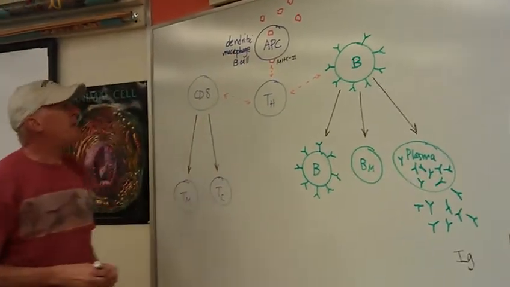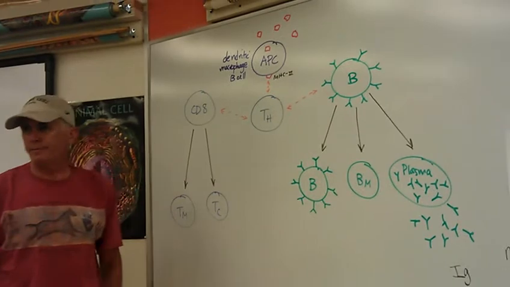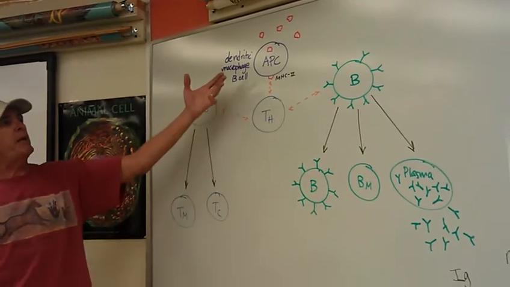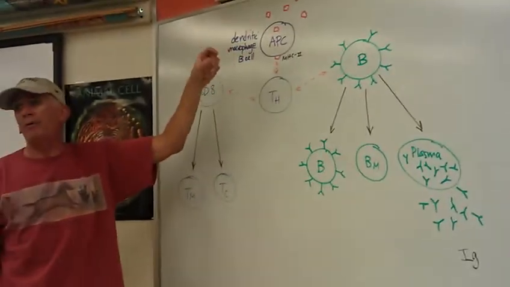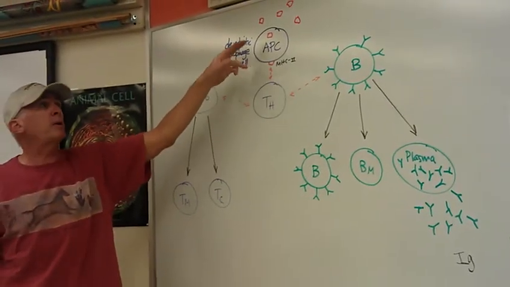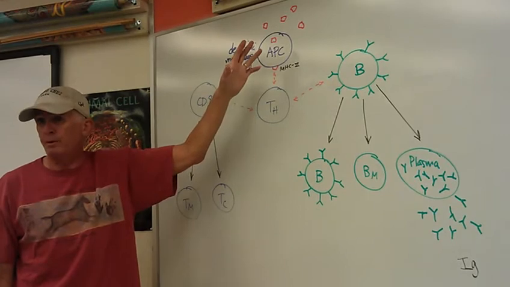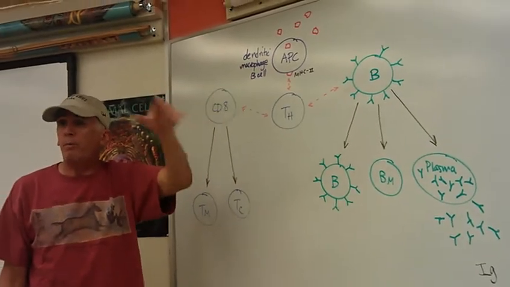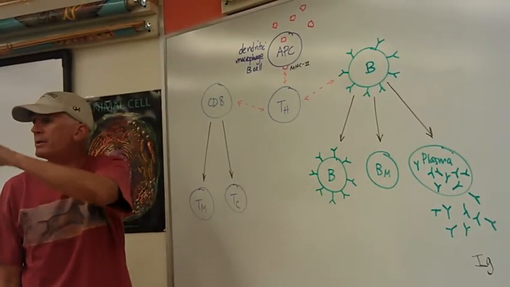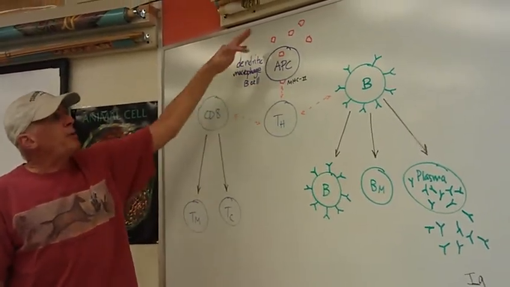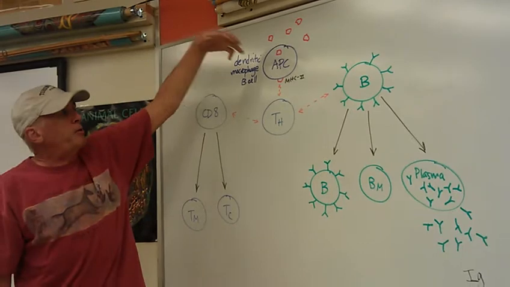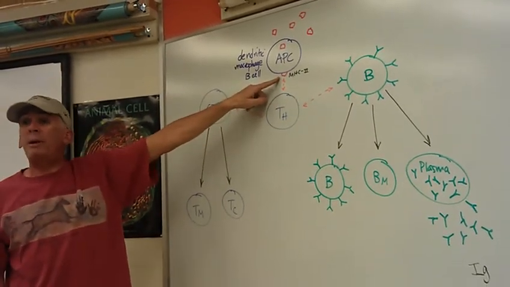So an APC eats the bad guy and then displays the epitope of the bad guy. Because remember, bad guys are identifiable by their epitopes. Chickenpox has one epitope. Measles has a different epitope. Mumps has a different epitope. So the antigens have epitopes. The APC eats the antigen and then displays the epitope on its MHC2.